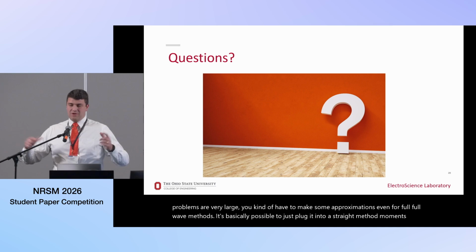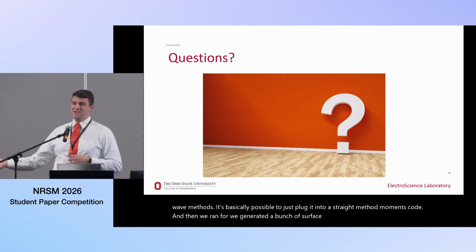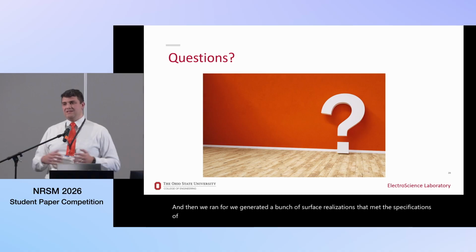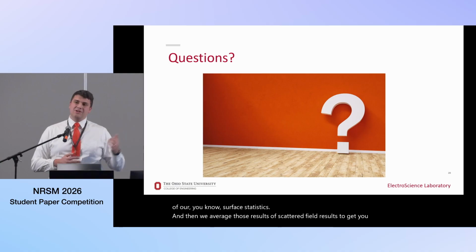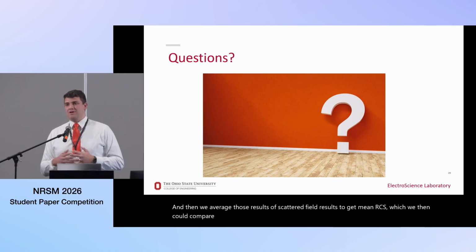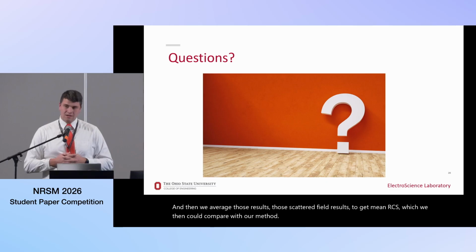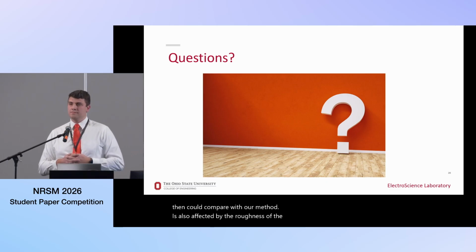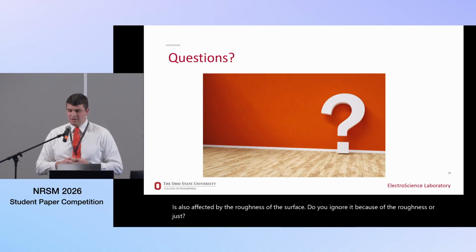Then we generated a bunch of surface realizations that met the specifications of our surface statistics, and we averaged those scattered field results to get a mean RCS, which we then could compare with our method. Okay. Second question, the reflection is also affected by the roughness of the surface. Do you ignore it because of the losses, or are you going to add it in the future?